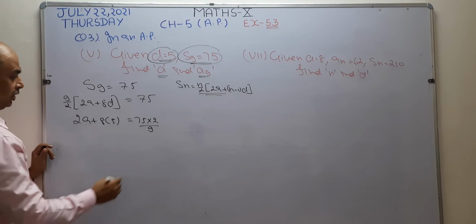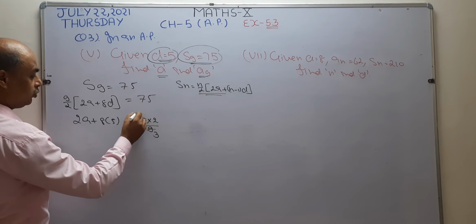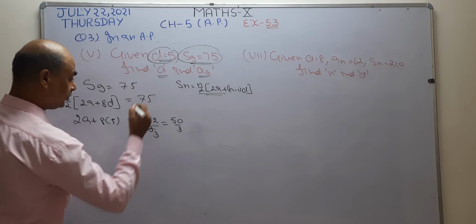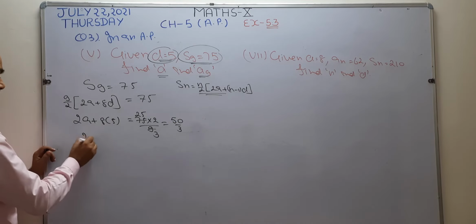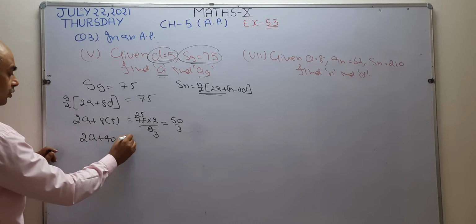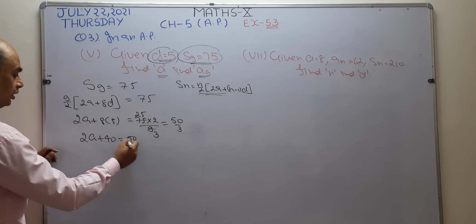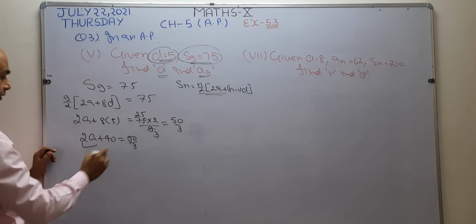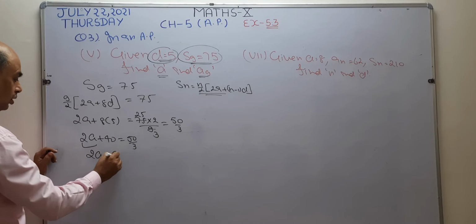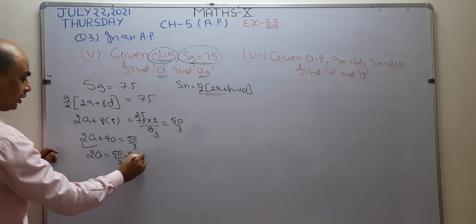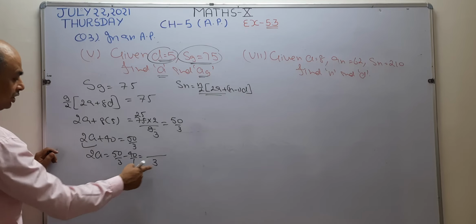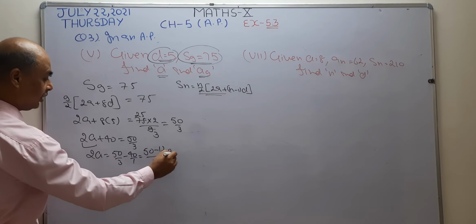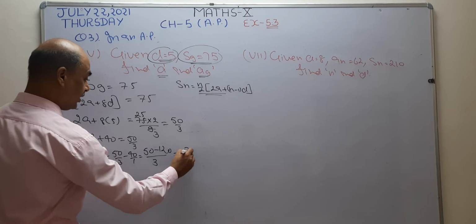Clear? Now see. 3 3s are 9, 3 2s are 6, 3 5s are 15. So this becomes 50 by 3. Okay? Now 8 5s are 40, so 2a + 40 is equal to 50 by 3. From this I want to find the value of a. To find the value of a, I take this 40 from left to right. So this becomes 2a equals 50 by 3 minus 40. Now take the LCM. The LCM of 3 and 1 becomes 3. 3 is going to cancel with 3, so this 50 is going to remain the same. Now this becomes 120. 50 minus 120 becomes minus 70 by 3.